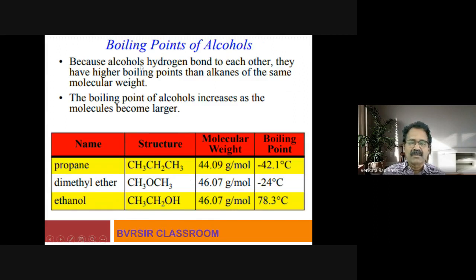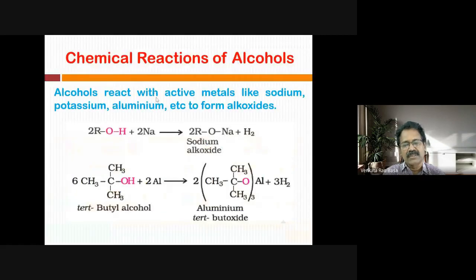Now, boiling points of alcohols. Because alcohols hydrogen bond to each other, they have higher boiling points than alkanes of the same molecular weight. Why higher boiling points? Why higher solubility in water? It is due to the ability to form hydrogen bonds.